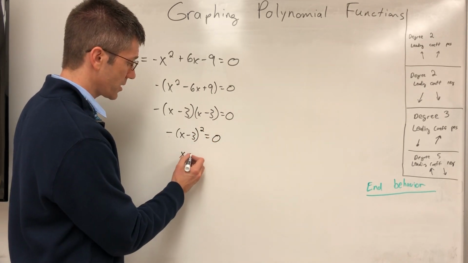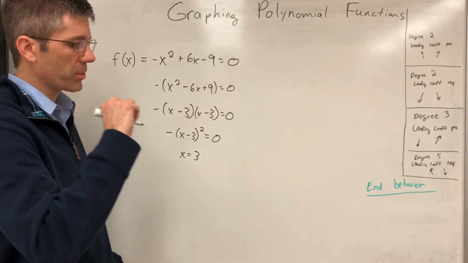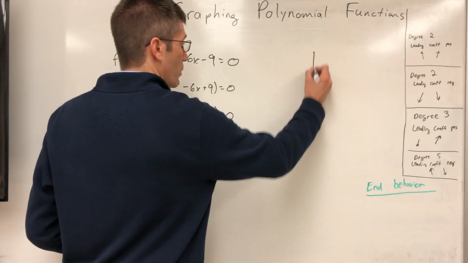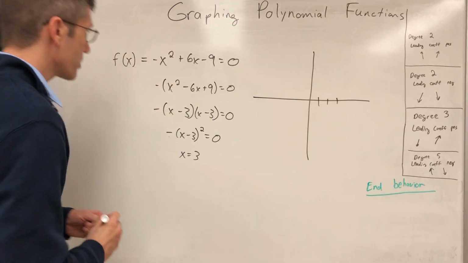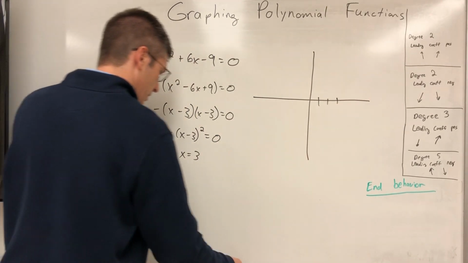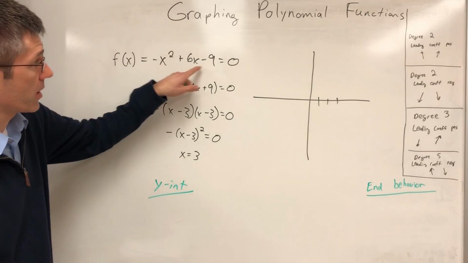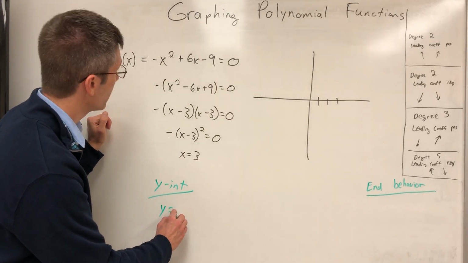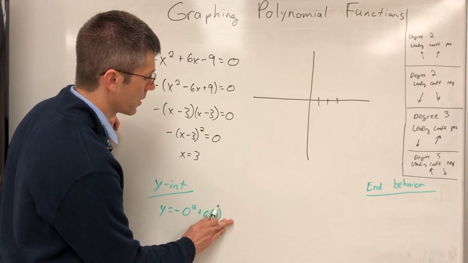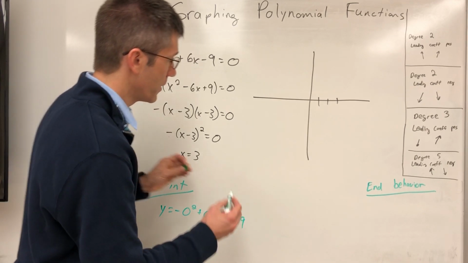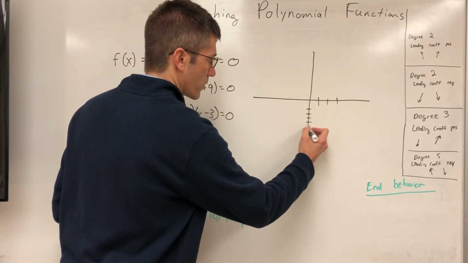Which really means that x equals 3 is the only place that I touch the x-axis. Notice I didn't say only place I cross the x-axis, because I won't cross it there, I'll just touch it there. You'll see what I mean. 1, 2, 3. All right, let's go ahead and find the y-intercept, which should be pretty easy to do. My y-intercept is going to be what happens when I plug in 0 here and here, so y equals -0 squared plus 6 times 0 minus 9, and that is equal to -9. So down here we have 1, 2, 3, 4, 5, 6, 7, 8, 9.